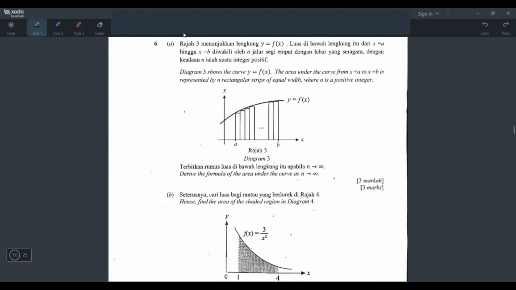Let's continue. Okay, now we will do question number 6. Okay, number 6A. Let's read the question. Okay, diagram 3 shows the curve y equals f(x).